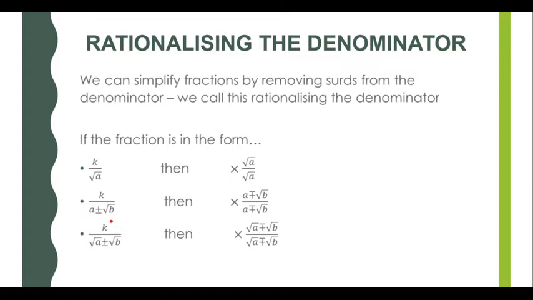We can also complete questions such as this, where we have root a plus or minus root b. Again, we multiply the top and bottom of the fraction by root a, and then the opposite sign, plus or minus root b.